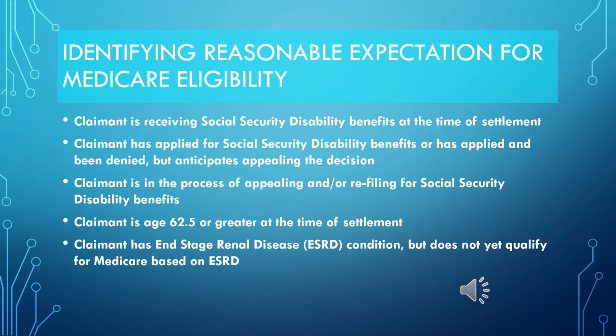The claimant is in the process of appealing or refiling for SSDI, or the claimant is age 62 and a half or greater at the time of settlement. And then finally, if the claimant has end-stage renal disease, that would definitely qualify under these thresholds.